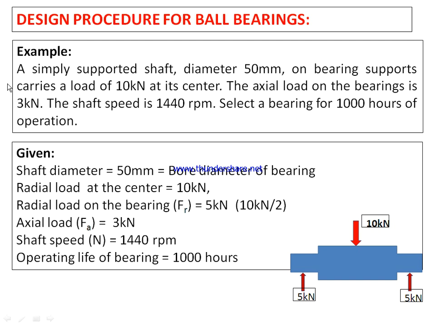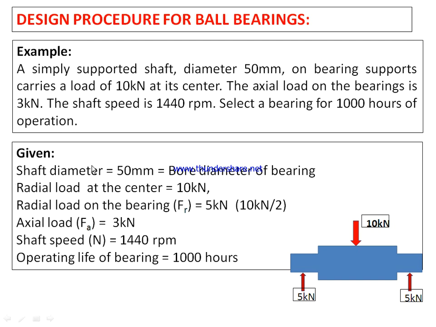The example is like this: a simply supported shaft whose diameter is 50 millimeter, supported on bearings, carries a load of 10 kilonewton at its center. The axial load on the bearing is 3 kilonewton. The shaft speed is 1440 rpm. Select a bearing for 1000 hours of operation.